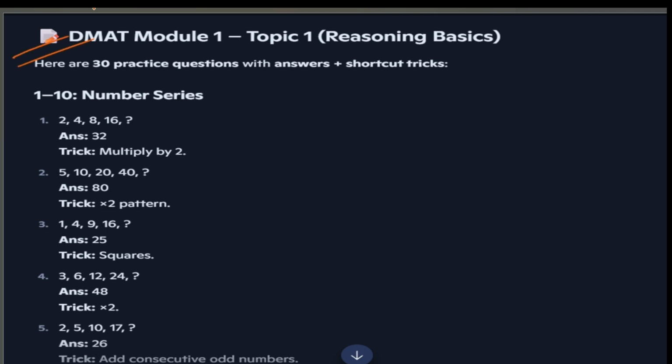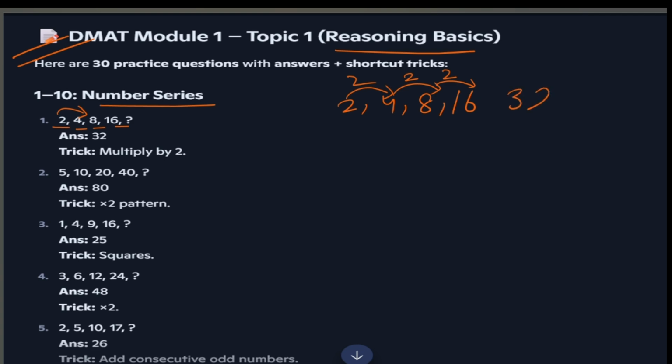Now we have reasoning basics that we are going to do, 30 questions. Number series: 2, 4, 8, 16. What is the pattern that we are using here? 2, 4, 8, 16. We are not doing squaring here. When we multiply 2 by 2, that would be 4. When we multiply 4 by 2, that would be 8. When we multiply 8 by 2, that would be 16. So the next answer would be 32. So what is the rule that we are following here? Multiply by 2.